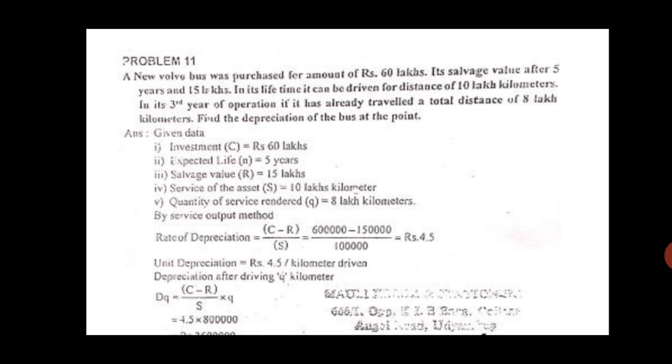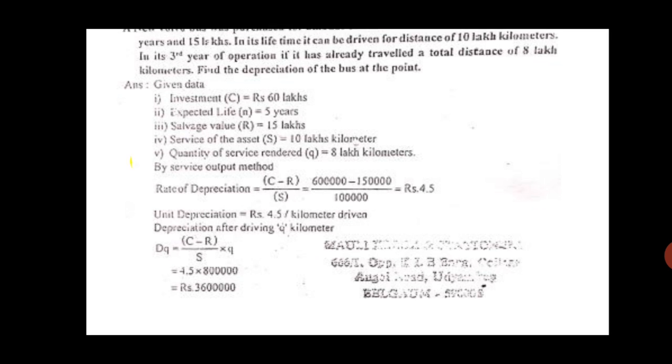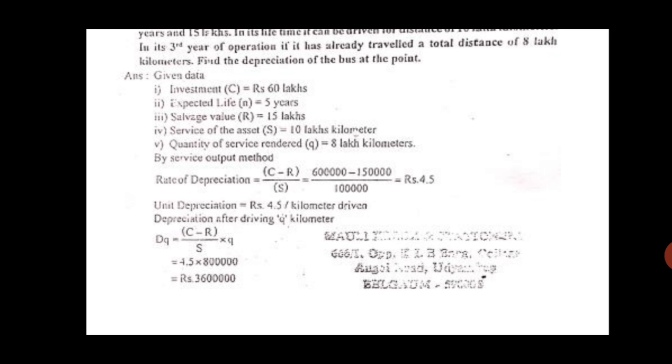In its third year of operation, it has already traveled a distance of 8 lakh kilometers, because these Volvo buses, like Goa to Bangalore, Goa to Bombay, travel long distances. So in 3 years only it has traveled 8 lakh kilometers. So after 8 lakh kilometers or 3 years, find out the depreciation of the bus. Very simple equation it is. Investment C is 60 lakhs, expected life N is equal to 5 years, salvage value R is equal to 15 lakhs, the service life of the asset is 10 lakh kilometers, and the quantity of service rendered is 8 lakh kilometers after 3 years.